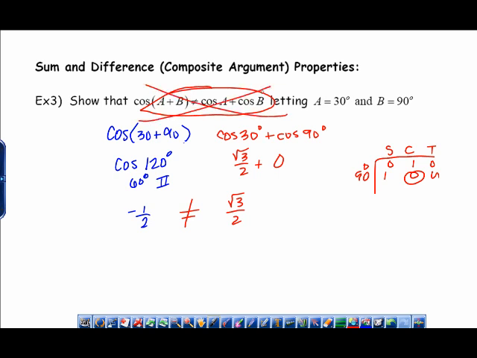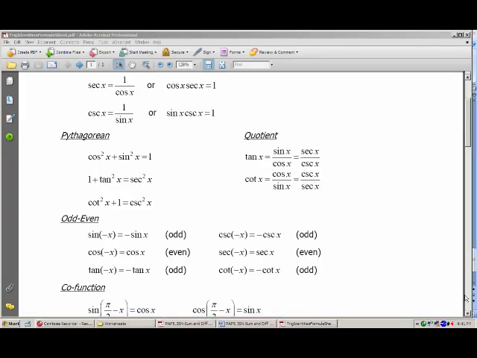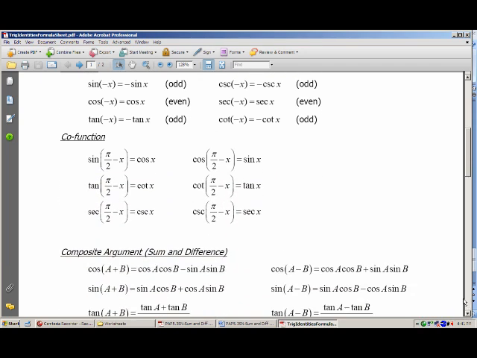It does not work. If you can find that it worked for one example, that's still not enough to prove that it is true. Okay, it's saying simplify using the sum and difference property. So before we really use these in proofs, we're just going to use them to simplify. So there you go. This is the trig identity sheet. Here are your cofunction properties, and there's pi over 2 instead of 90. And those are all the same things that we talked about.